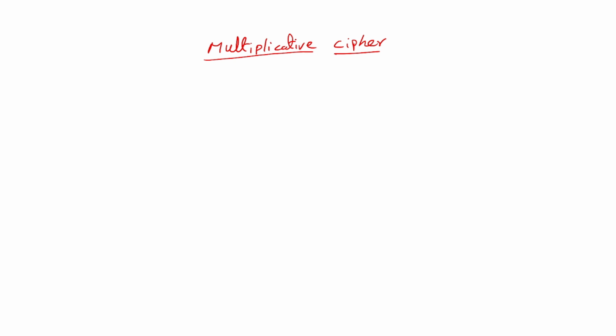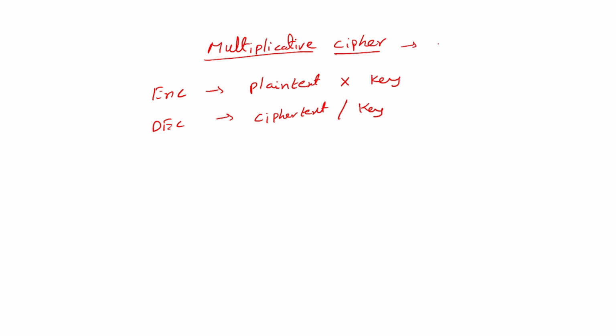In this session we are going to discuss multiplicative cipher. In multiplicative cipher, for the encryption operation we need to multiply the plain text with the key, and for the decryption operation we need to divide the ciphertext with the key. So multiplicative cipher is a monoalphabetic cipher.